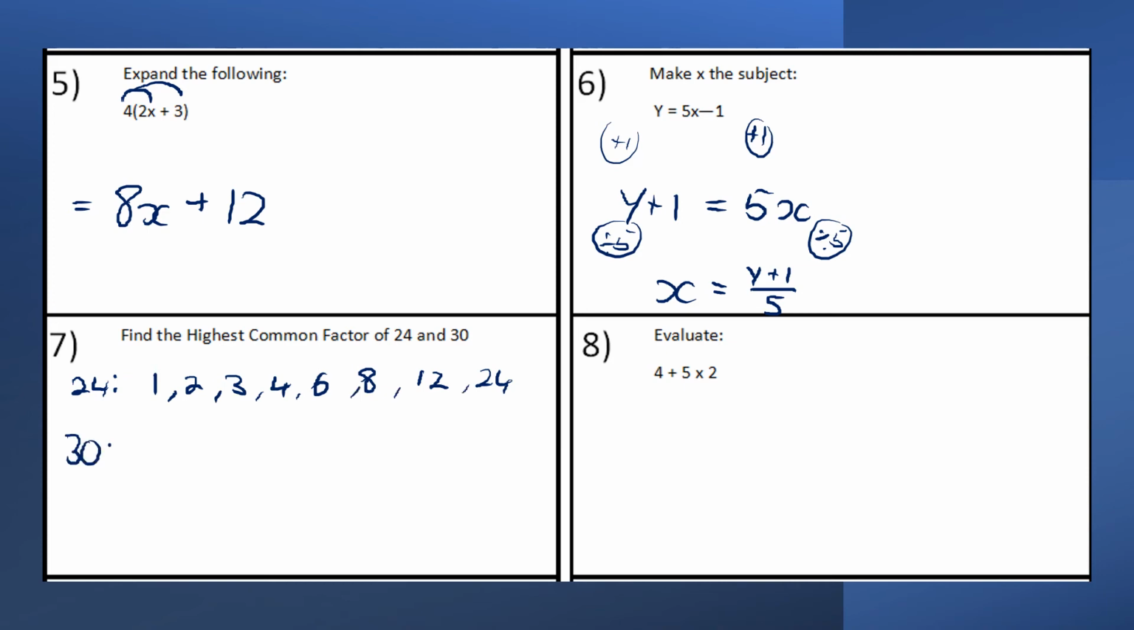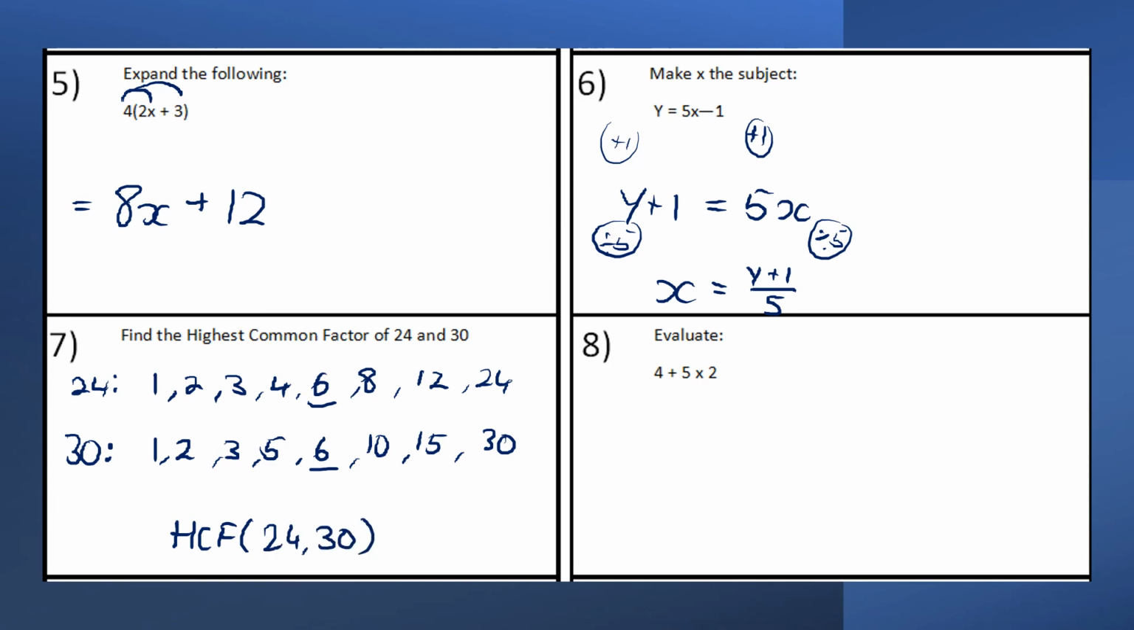Factors of 30. We could have 1 times 30. We could have 2 times 15. We could have 3 times 10. Or we could have 5 times 6. So the highest common factor, then we just read off which number is the highest one that is in common. So it's going to be 6. So the HCF, highest common factor of 24 and 30 is equal to 6.